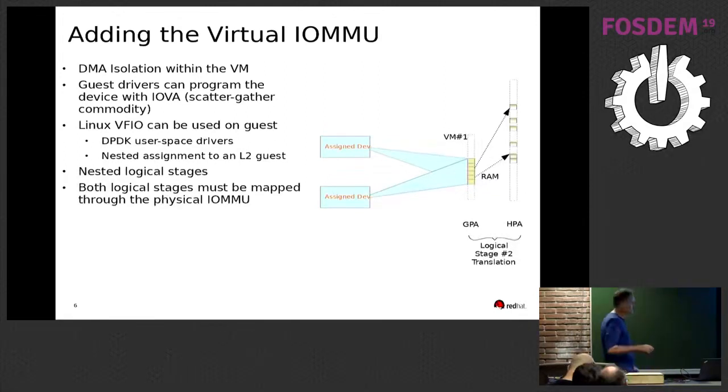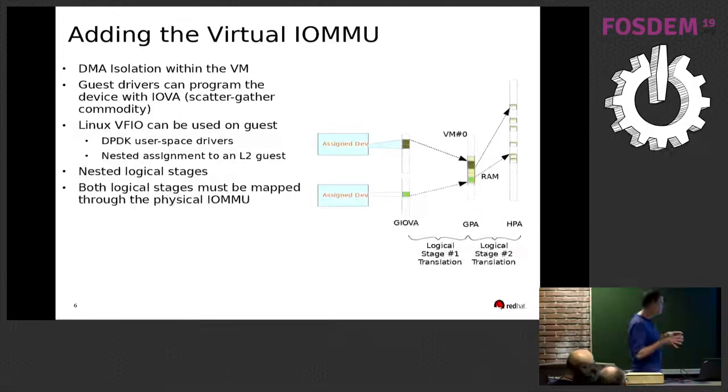And with that trick, the guest drivers are going to program the assigned device no more in guest physical address, but using a special address space, which is called IO virtual address space. That way we restrict the guest physical addresses that are reachable by the assigned device. And on top of that, it brings a scatter-gather commodity: you are not forced to use contiguous guest physical addresses. You can use this IOVA space.